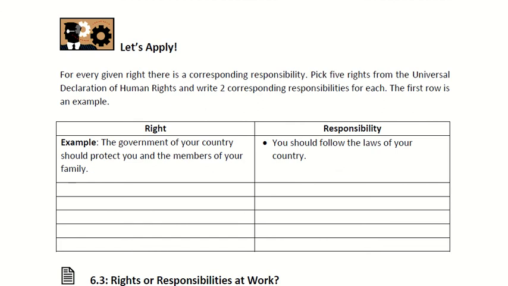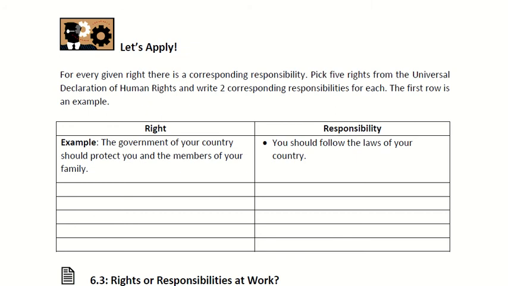Okay, let's apply. For every given right, there is a corresponding responsibility. Pick 5 rights from the Universal Declaration of Human Rights and write 2 corresponding responsibilities for each. The first row is an example. So, mamili daw tayo ng 5 doon sa Universal Declaration of Human Rights at ibigay natin ang mga kaukulang responsibilidad na kaakibat ng mga ito. Ano?